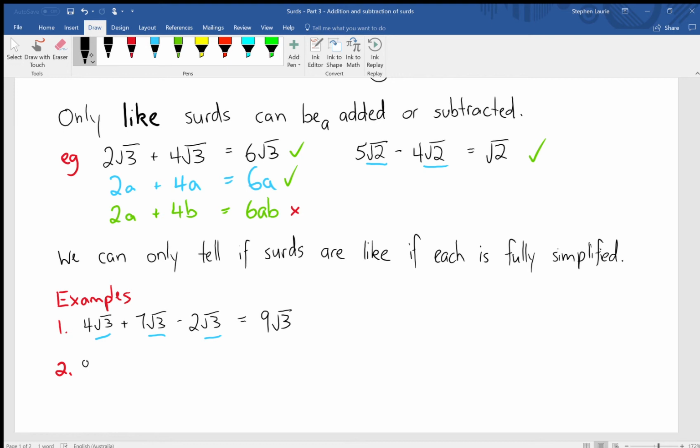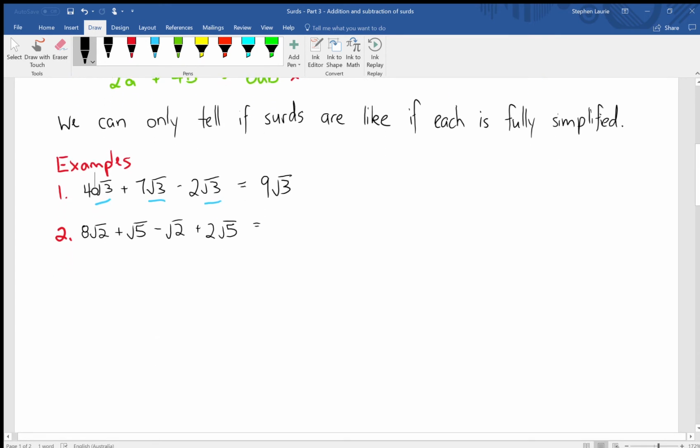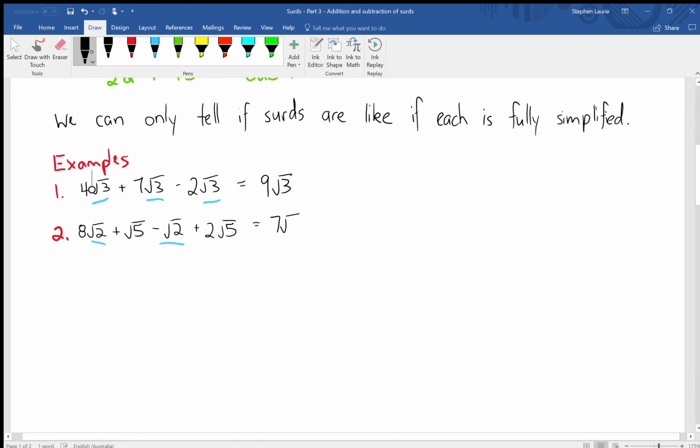Let's have a look at the second example. 8 lots of root 2 plus root 5, so that's 1 lot of root 5, minus root 2, so 1 lot of root 2, plus 2 lots of root 5. Okay, so here we do have some like surds, but not all of them are like surds. There's a root 2 and there's a root 2, so we can combine those. So 8 lots of root 2 minus 1 lot of root 2, that's 7 lots of root 2.